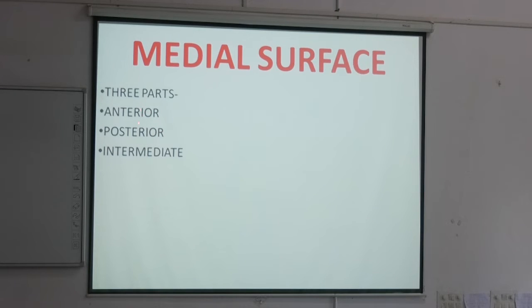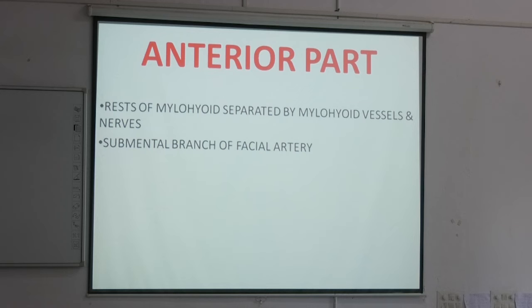The facial artery loops between the bone and the gland. The medial surface has three parts: the anterior part, the posterior part, and the intermediate part. The anterior part rests on the mylohyoid, separated by the mylohyoid vessels and nerves, which I showed you in the previous slide, and the submental branch of the facial artery.